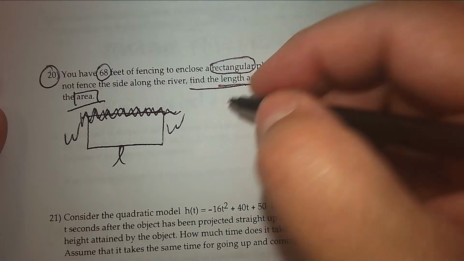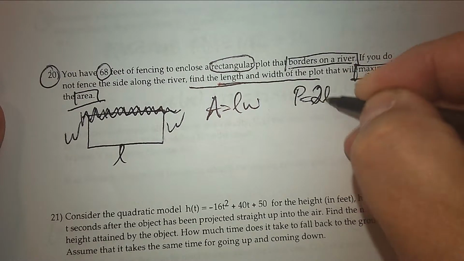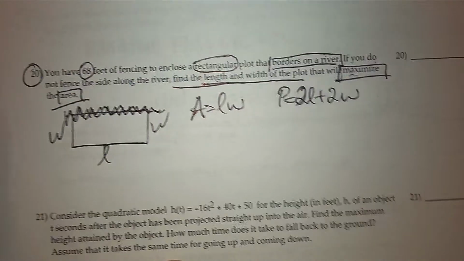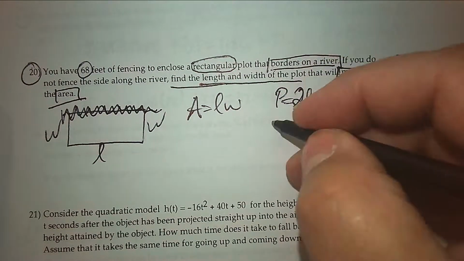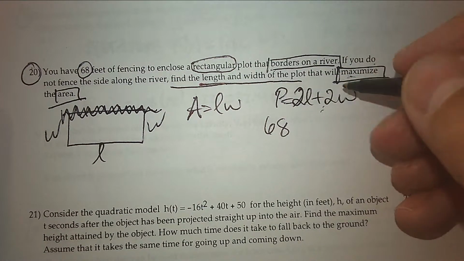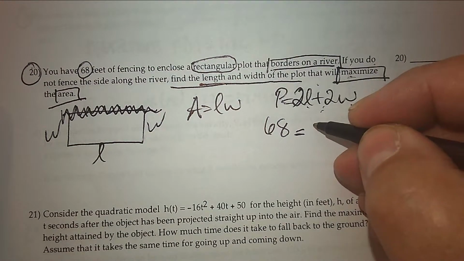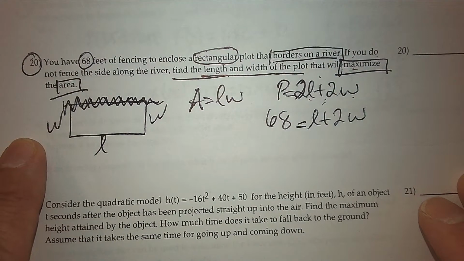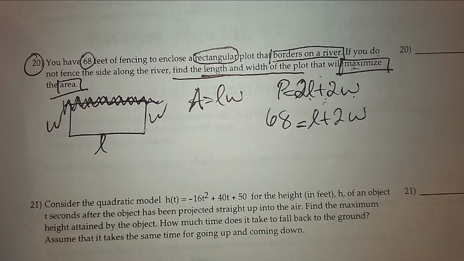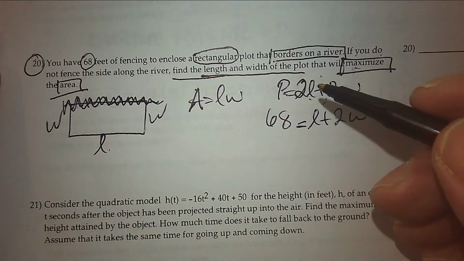So 68 feet, first of all, area again is length times width. Perimeter is twice the length plus twice the width. What does 68 feet represent? It's the perimeter. Now, for this situation, do we have two lengths and two W's? For this situation, I have one length and two W's. So why don't I have two lengths? Because the other one is a river and I don't need a fence.